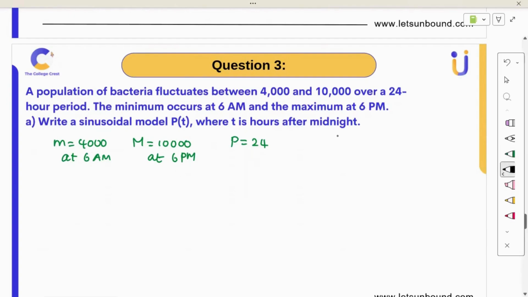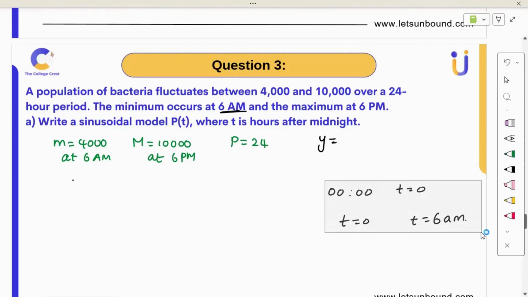So I'm going to use a sine or cosine model. First, let me find the amplitude. Amplitude, midline, all this we have to find. It is over a 24-hour period. They said write your sinusoidal model where t is after midnight. So midnight is 00, your time is 0. And the minimum occurs at 6 a.m. So if it starts at minimum or maximum, I will go for cos, right? So t is equal to 0 and t equal to 6 a.m. So we can go for the cos model, and let's see how we got here.